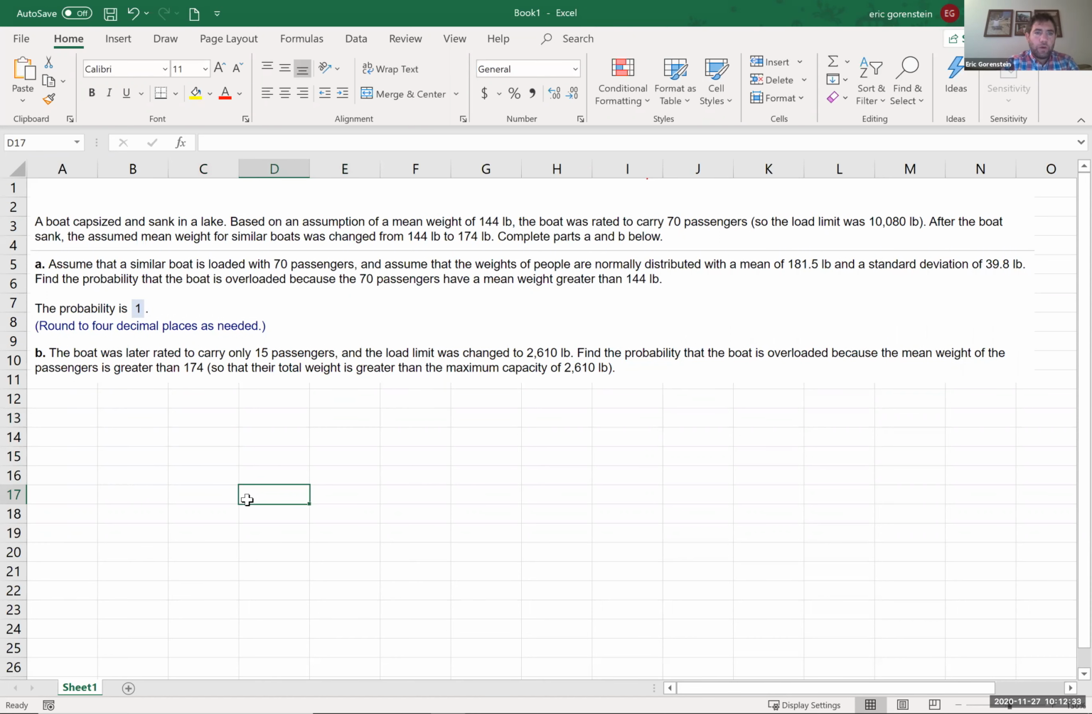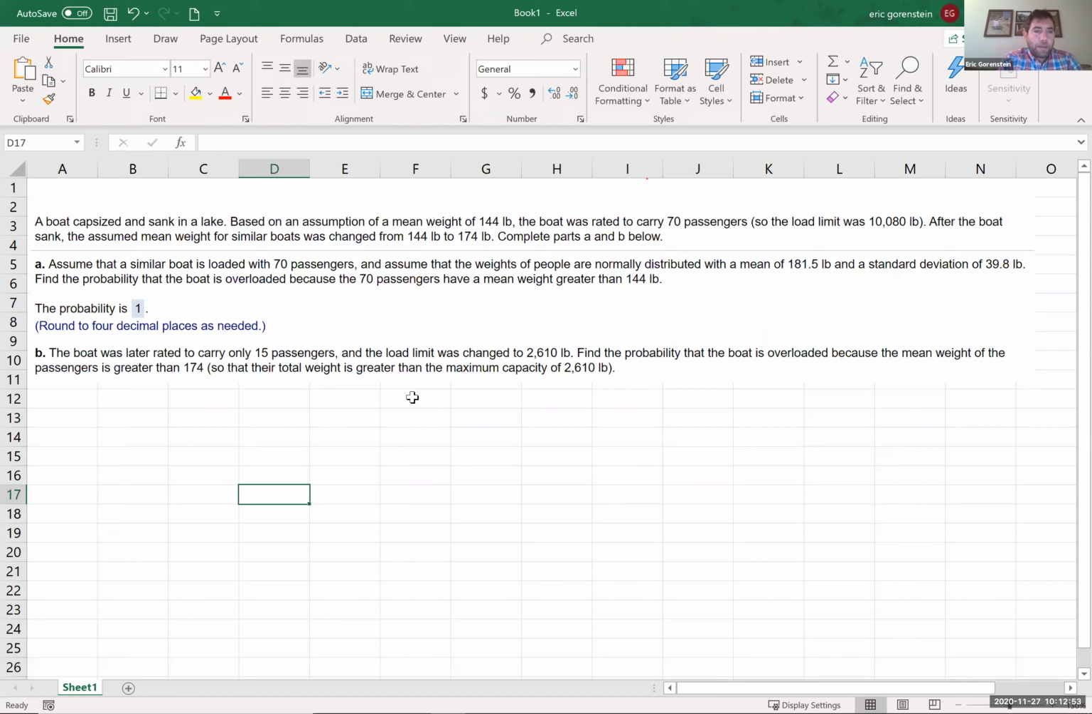Okay, so this problem is referring to two sections in chapter 6. Part A is a question from section 6.2 and part B is a question from 6.4. And this is definitely something similar to what you will absolutely be seeing on the exam.